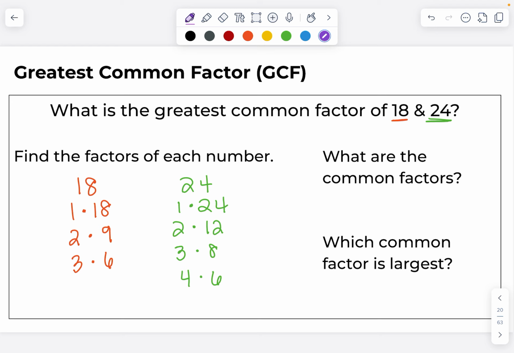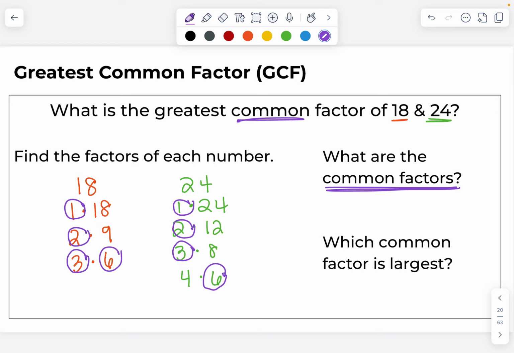So now the problem is asking me to look at the common factors. That's the list of factors for each number, but now I want the common factors, so all the numbers that are in common on my list. Both have 1s. Both have 2s. Both have a 3 as a factor. Both have a 6 as a factor. 9, no. 18, no. None of those others. So my common factors are 1, 2, 3, and 6.